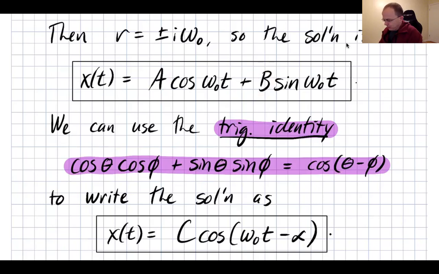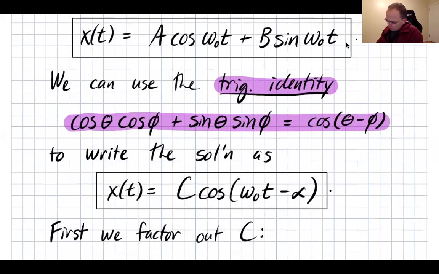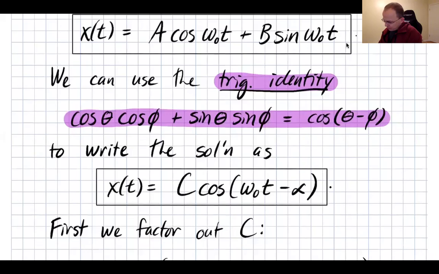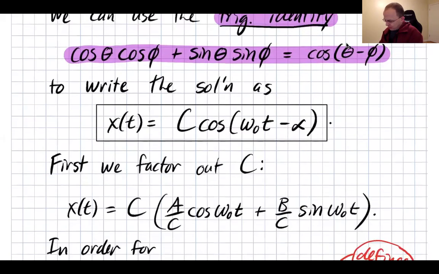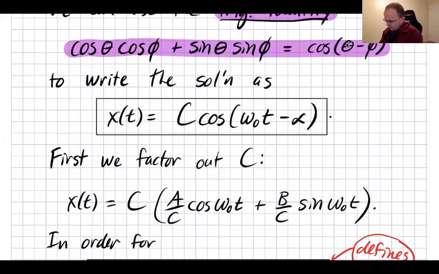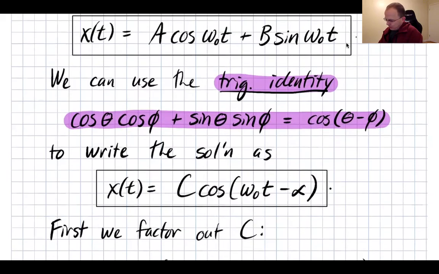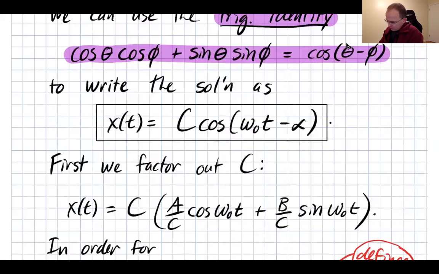So how do we make that happen? Well, what we want to do is factor out what's going to be the amplitude of this vibration. So first we're going to factor out this c, and then we'll figure out what c is. If we factor out c from this expression, then when we pull a c out, we're going to get a over c and b over c here.